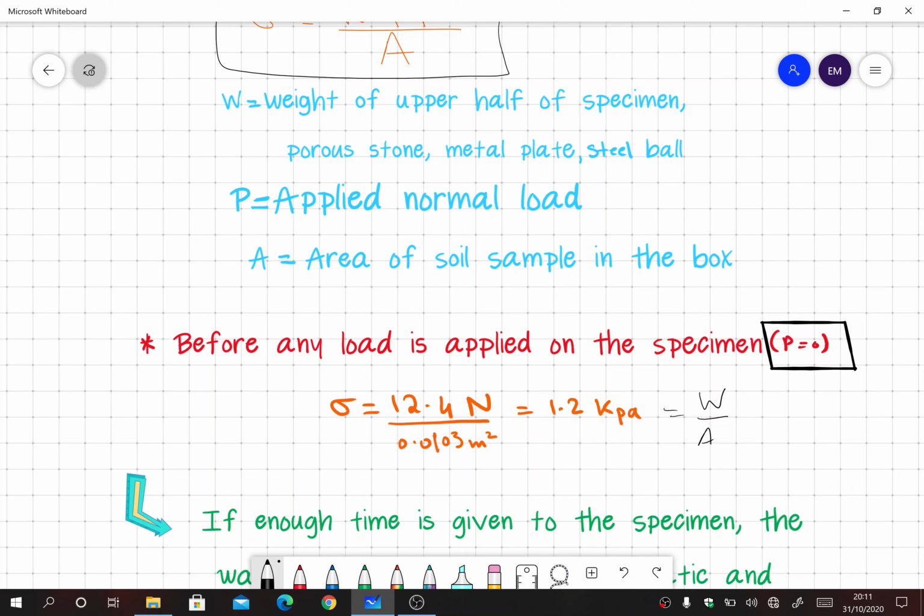It has been calculated in the actual field experiments that the weight of the specimen, as well as the weight of the upper half of the porous stone and the upper half of the apparatus, is equal to 12.4 newtons, and the area has been converted to meter squares, that is 0.0103. So this gives us a total stress of 1.2 kPa.